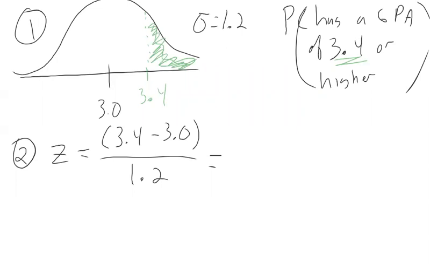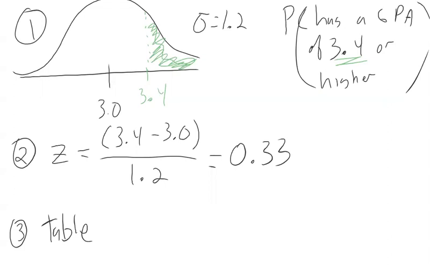I got 0.3 repeating. I did as well. So 0.33. And remember, for its table, we only need 2 decimal places. So as long as we round to the second decimal place, we're okay. So we got 0.33. Then third step, we go to our table. So it is a positive this time, so we go to the positive side.